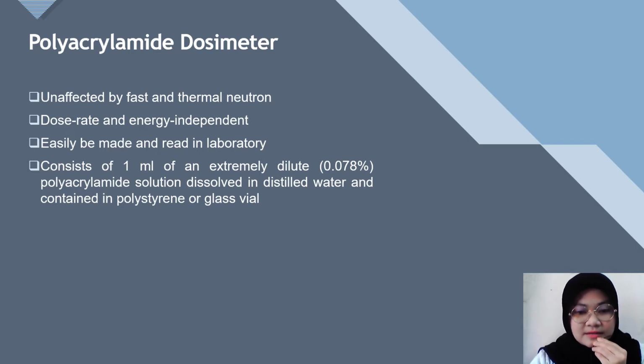And it's also unaffected by fast and thermal neutrons, and the dosimetry itself is dose rate and energy independent. It can also be easily made and read in the laboratory, and consists of 1 milliliter of an extremely dilute 0.078% polyacrylamide solution dissolved in distilled water and contained in a polystyrene or glass vial.